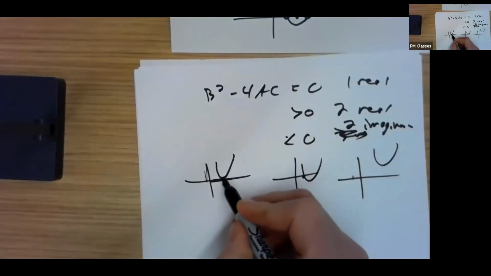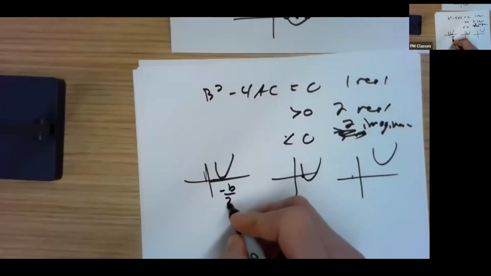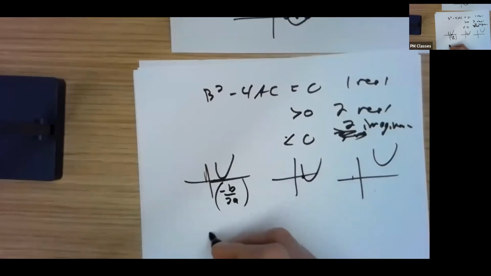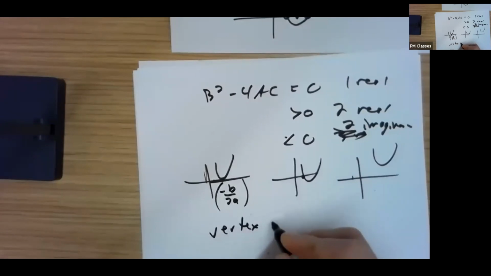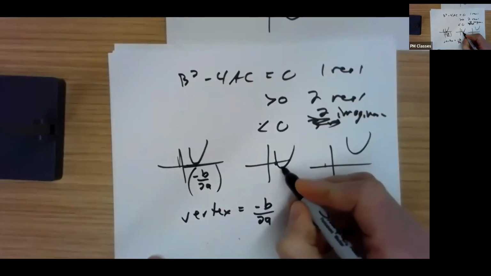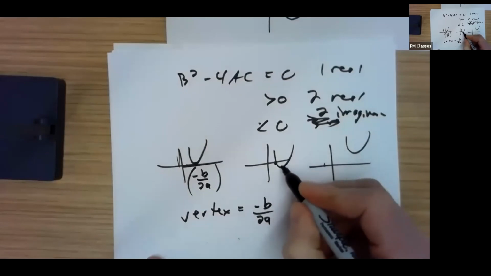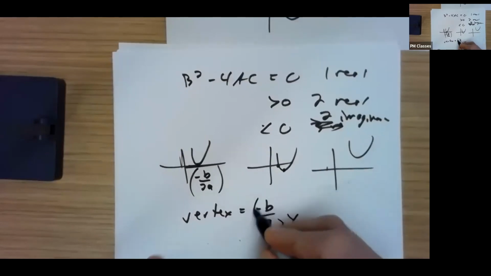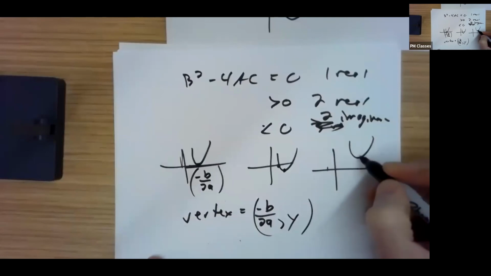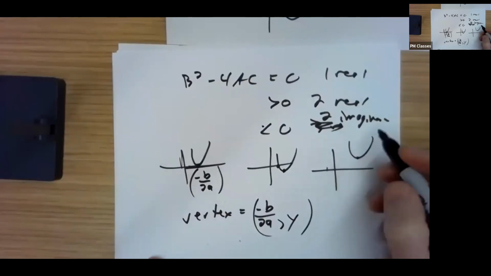We talked about when it was tangent here that this point, when it was tangent, was one real root. That point was negative b over 2a. That, as you may remember, is the formula for how we get the vertex of a quadratic. This point would be negative b over 2a. But then if I wanted to find the y value, I would stick that back into my quadratic and find whatever the y value is. Here, that vertex will be imaginary and more complicated.